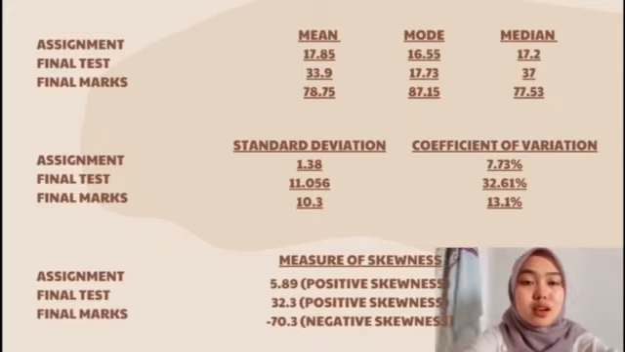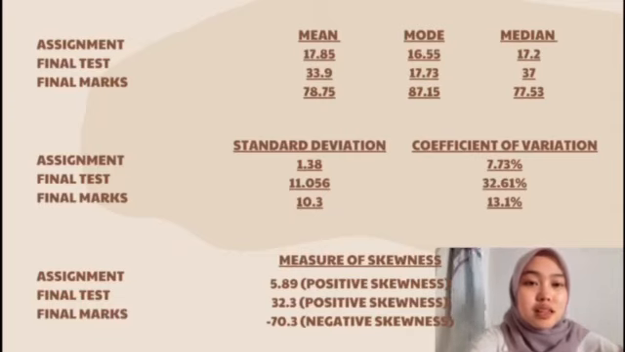Standard deviation of assignment is 1.38 marks. About 68% of the data lie in the interval. 68% of students obtain 16.47 to 19.25 marks in the assignment. 95% of students obtain 15.09 to 20.61 marks in the assignment. 99% of students obtain 13.71 to 21.99 marks in the assignment.